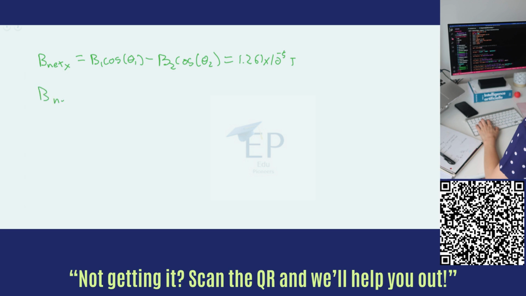And you do something similar for B net Y, except they're both defined positively here. So B1 sine theta 1 plus B2 sine theta 2. And you crunch these numbers and you get 9.384 times 10 to the minus 5 Tesla. And finally, we need the magnitude.